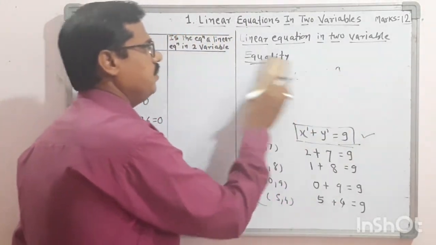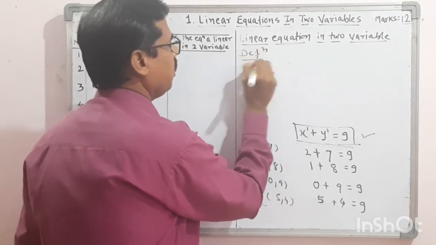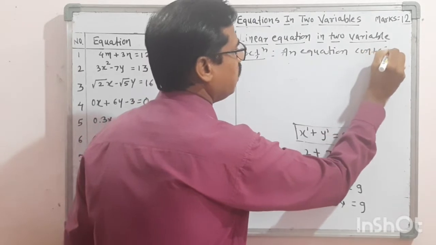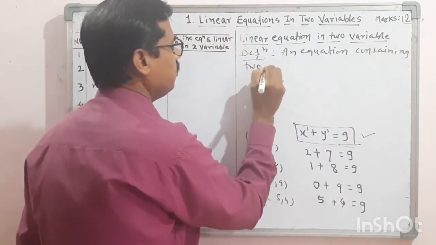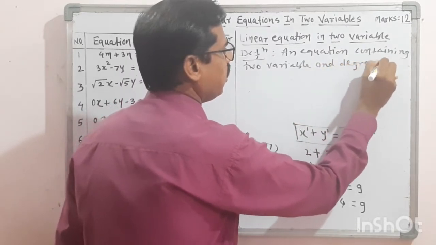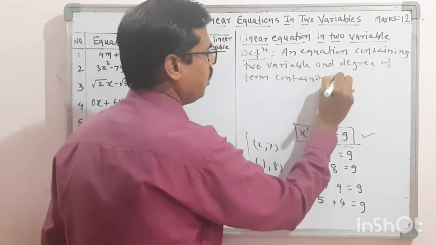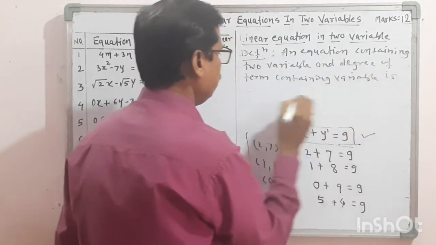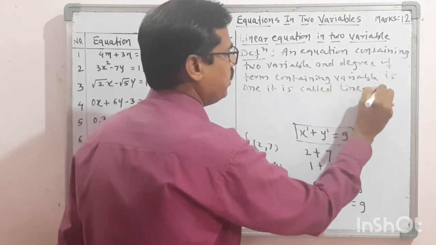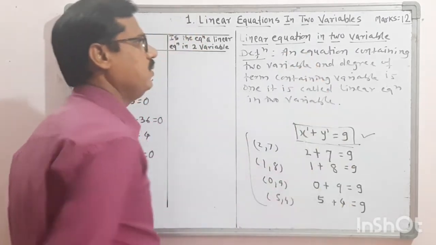What is the definition? We have to take the definition in this way. An equation containing two variables, and degree of term containing variable is 1, it is called linear equation in two variables. This is what is called the linear equation in two variables.